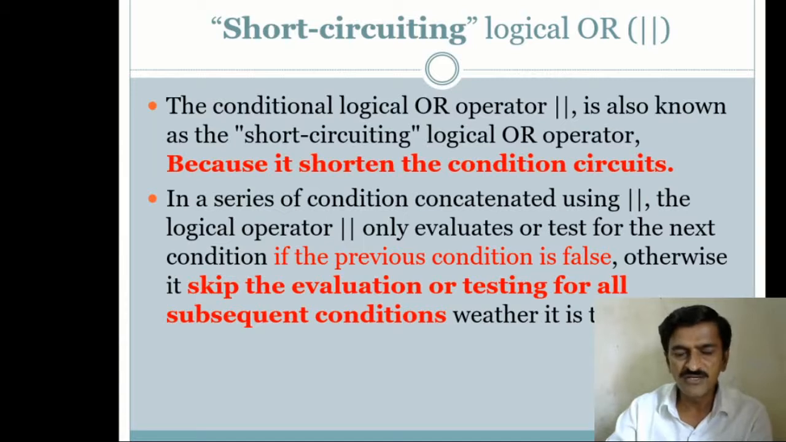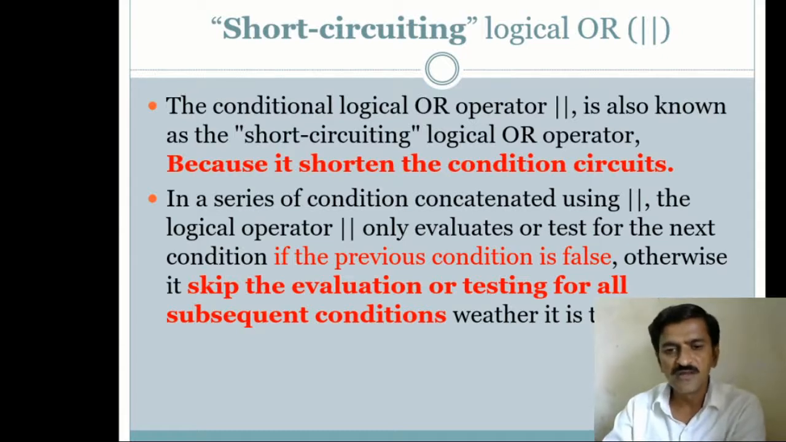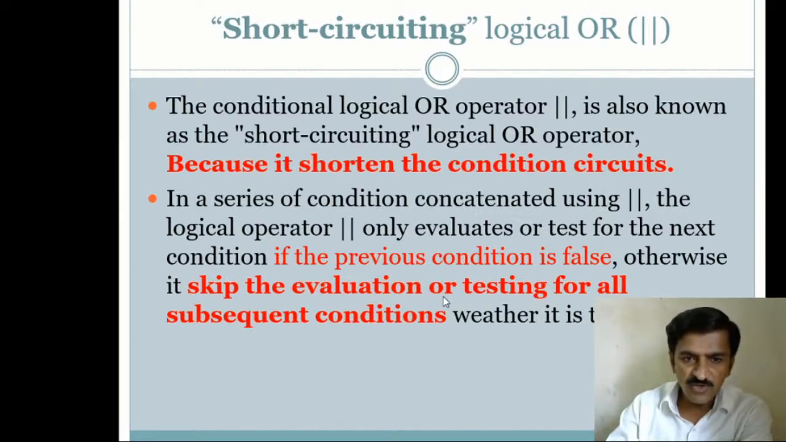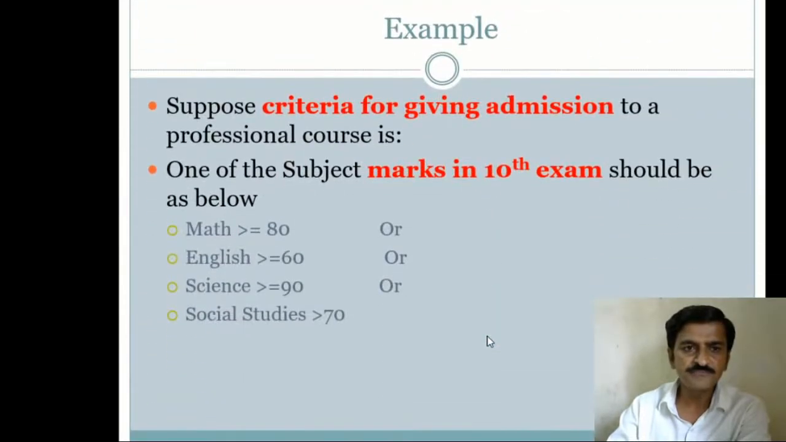Otherwise, if the first condition is true, there is no need to evaluate all other conditions. The result of the circuit will definitely be true if the first condition is true. And if the first condition is false, then we need to test the second condition. If the second condition is false, then we need to test the third condition. Like that, you have to evaluate with the help of the OR operator. It means it evaluates the next condition only if the previous condition is false, otherwise it skips the evaluation of all subsequent conditions, whether they are true or false.